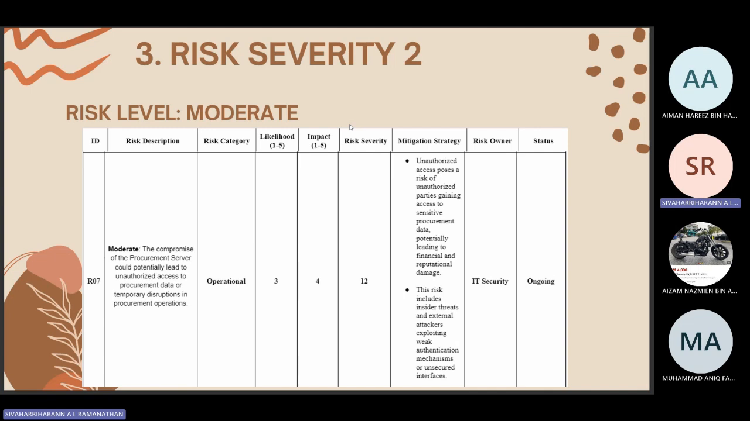Mitigation includes strong access control, multi-factor authentication, data encryption, and regular access log audits. This category is operational. Likelihood is 3, impact is 4, risk severity is 12. So the risk owner is IT security, status is still ongoing.